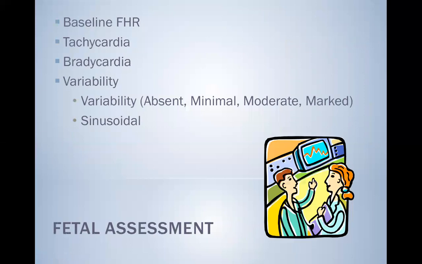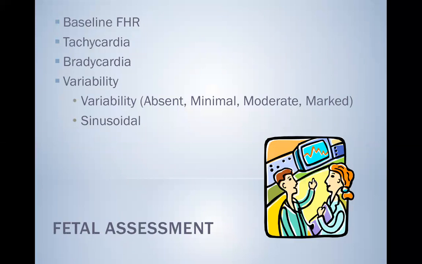So when we're looking at the fetal strip, we're looking for baseline heart rate. We're looking to determine from the baseline whether there's any tachycardia, so above 160, or bradycardia, so below 110. And we're assessing the variability. So variability can be absent, minimal, moderate, or marked.